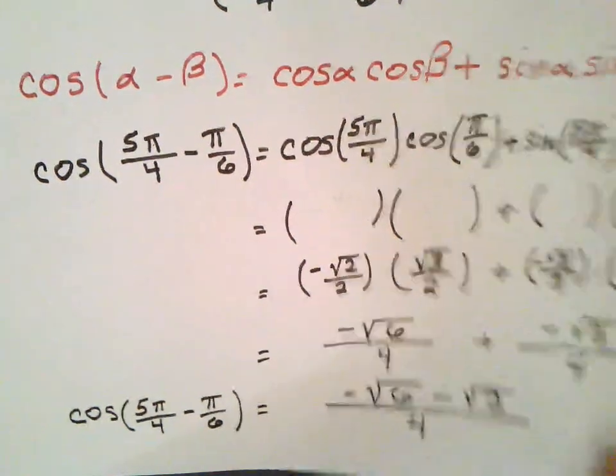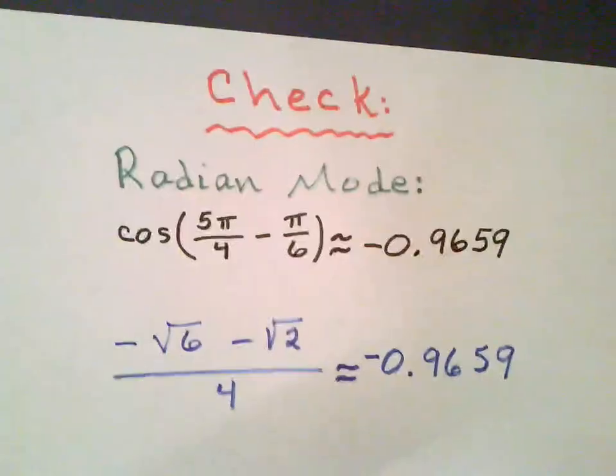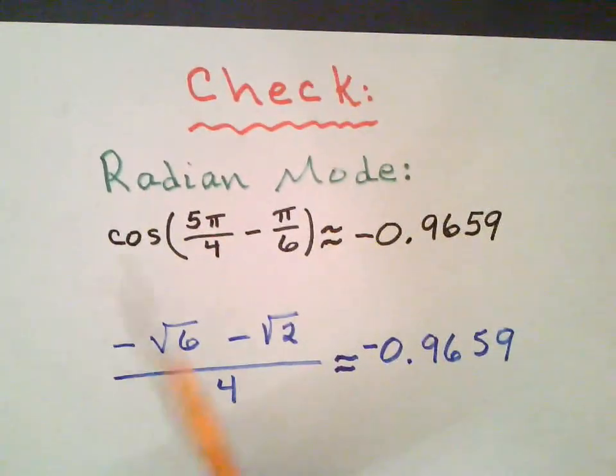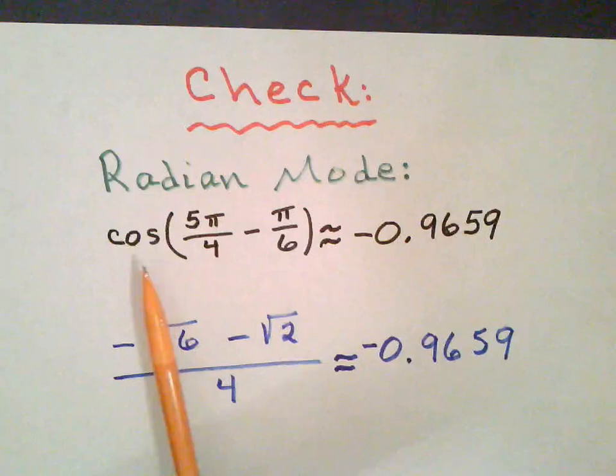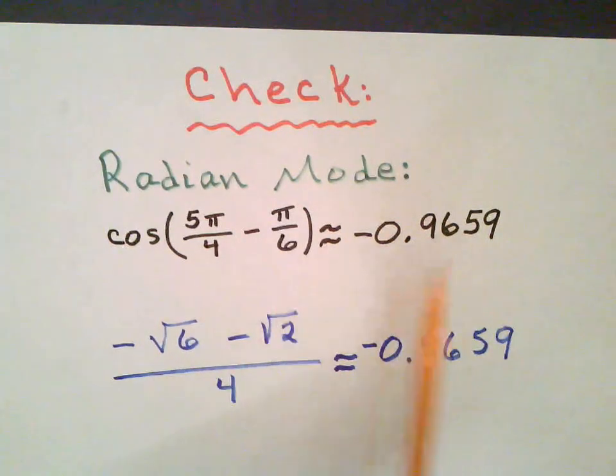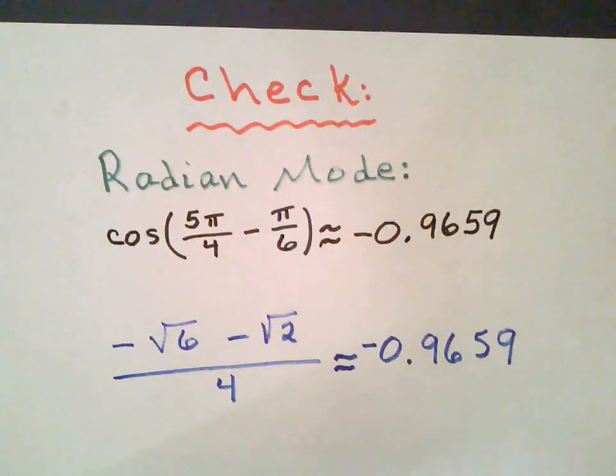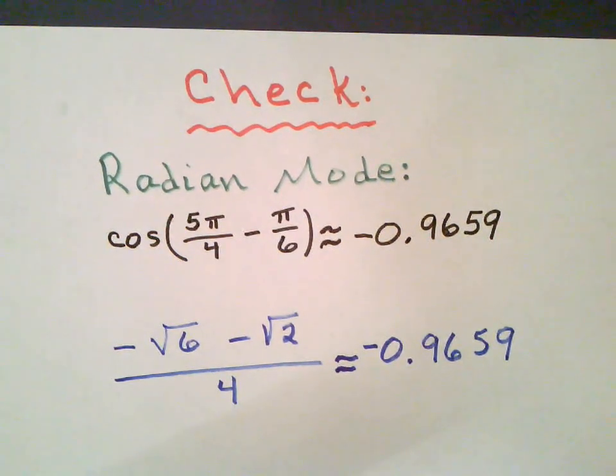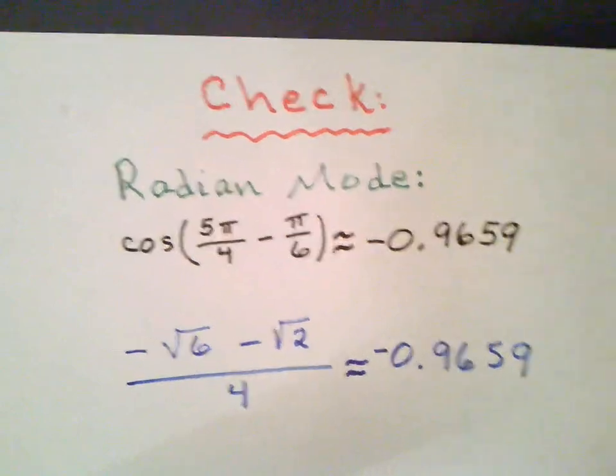Now we can check this on our calculator. Well, that was the exact value. If you put your calculator in radian mode and you find the cosine of this difference, you're going to get approximately this. Then just put this ratio into your calculator. You're going to get approximately the same thing. So that's how you can check it using the calculator. But remember, when it says exact value, you have no decimals when you do that.